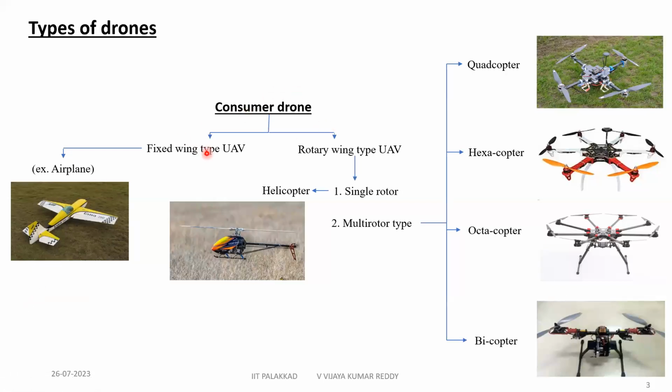So mainly there are two types of conventional drones. One type is fixed wing drones and the other is rotary wing UAVs. If you see fixed wing type, it will be like aeroplane kind of drones. It doesn't have any propulsion kind of thing. And if you come to the rotary wing type, you have single rotor type and multi-rotor type. For the single rotor type, we have helicopter type UAVs as an example. And for the multi-rotor type, examples are quadcopter, hexacopter, octacopter, and bicopter.